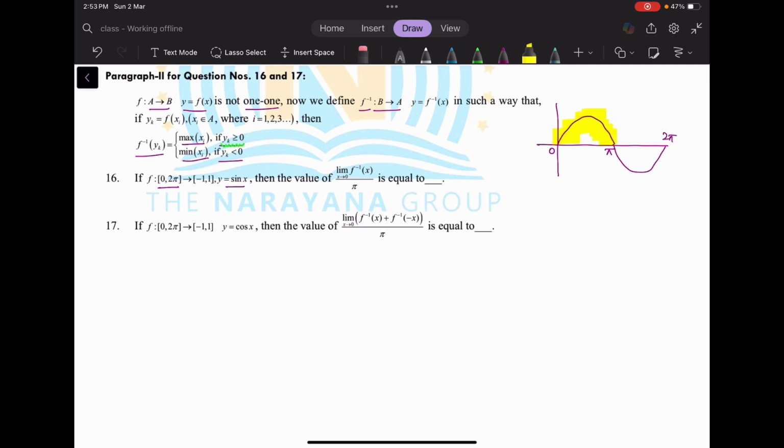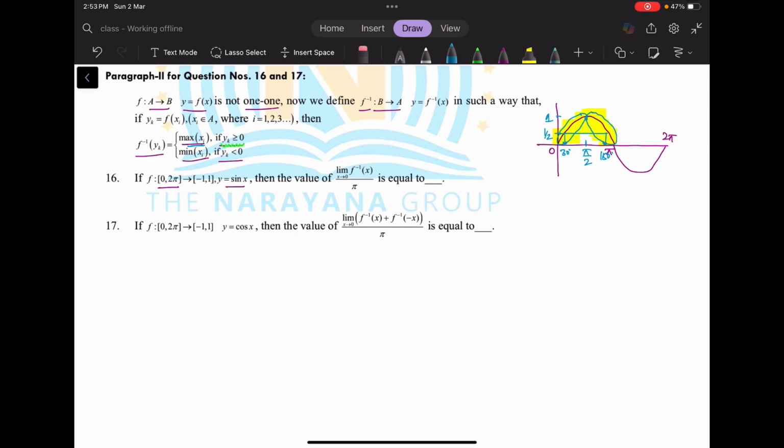We have to consider the maximum of xi's. Maximum of xi's means this is π/2. Now if you see, for 0 to π/2 and for π/2 to π, the output is the very same. The range is from 0 to 1. So for example, let's suppose 1/2. Here I am getting 30 degrees, and here I'll be getting 150 degrees. For 30 degrees as well as 150 degrees, the output is the same, 1/2.